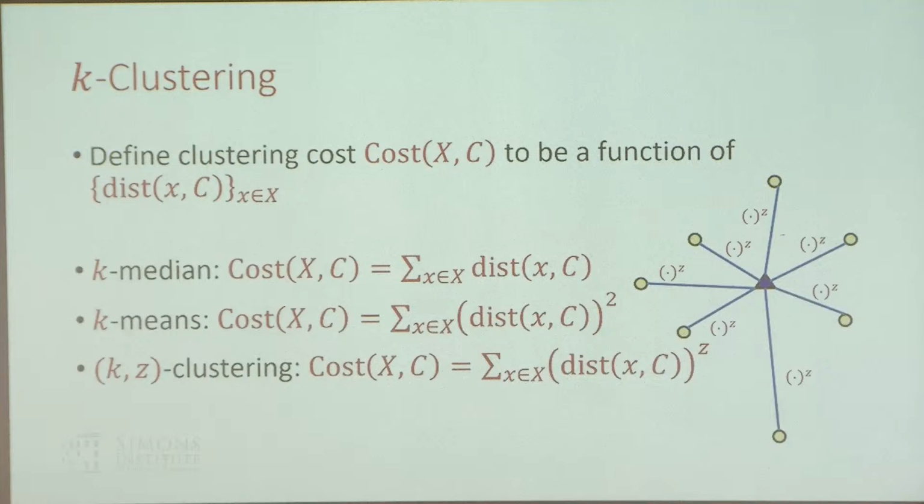OK, so in this talk, we'll focus on (k,z) clustering. And so the cost of a set C on the data set X is going to be the sum of the z-th powers of the distance from each point to its closest center. So here we have a slide that has k equals 1 center, and these are the points. The k-median clustering cost is where z equals 1. It's the sum of the distances from each point to the center. k-means is where z equals 2. In general, we'll look at (k,z) clustering.